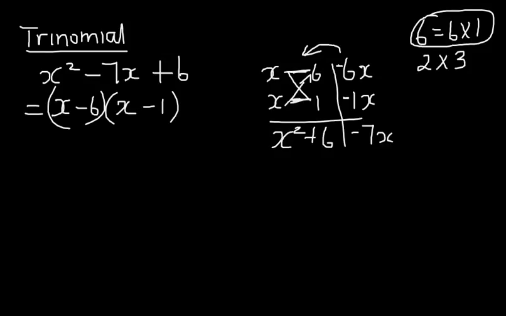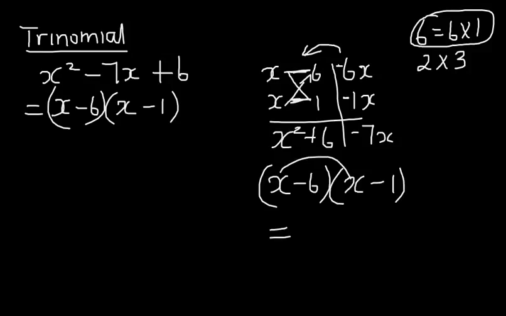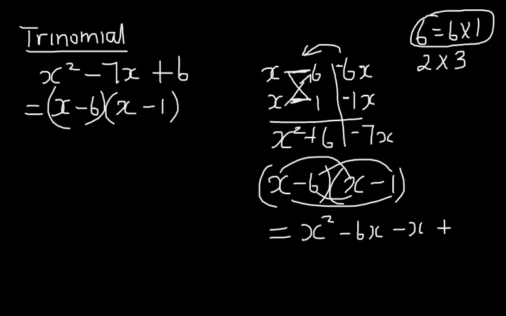And if you multiply it, you must get the same answer. x minus 6 times x minus 1 gives you x squared minus 6x minus x plus 6 times 1, which is 6. And that gives you x squared minus 7x plus 6.